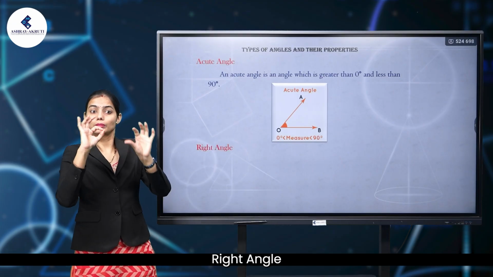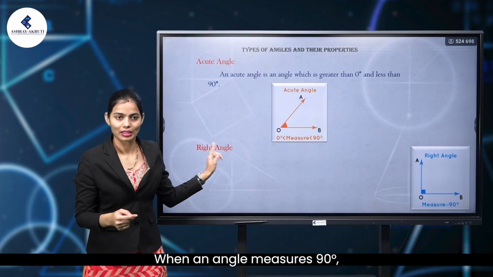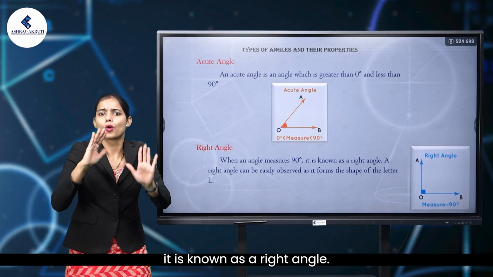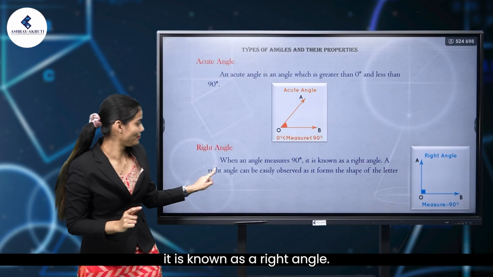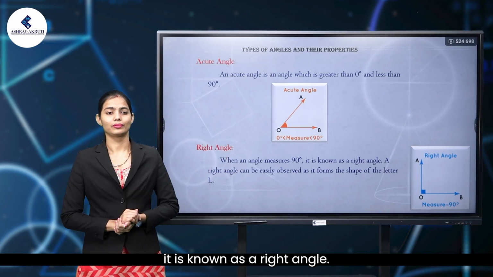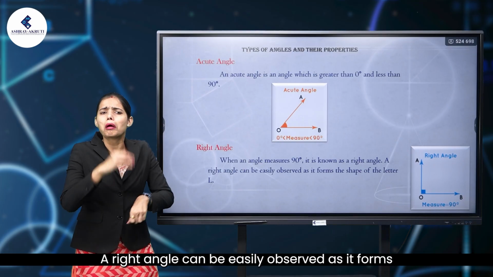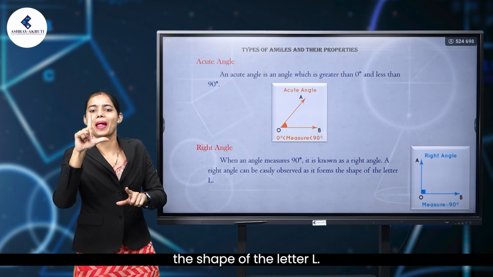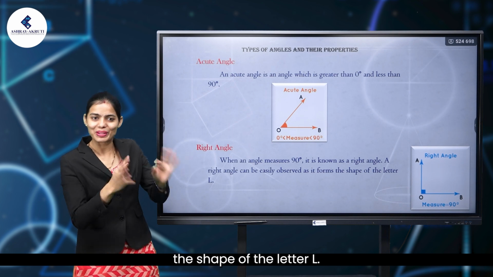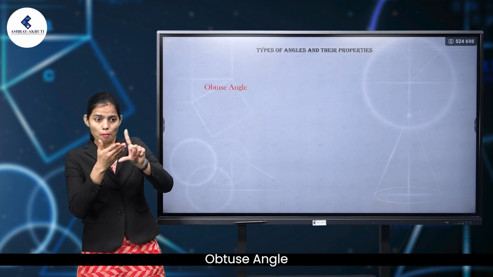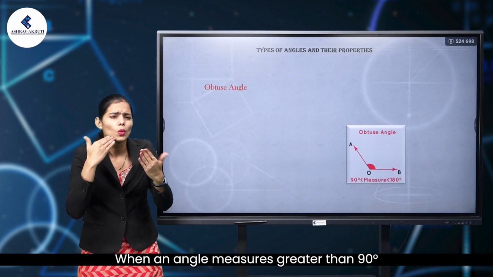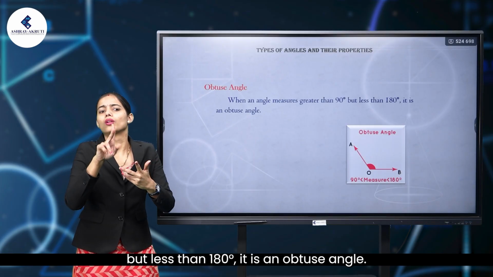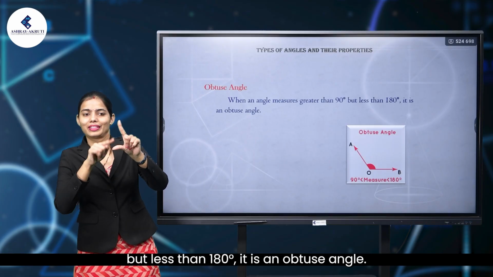Right angle. When an angle measures 90 degree, it is known as a right angle. A right angle can be easily observed as it forms the shape of the letter L. Obtuse angle. When an angle measures greater than 90 degree but less than 180 degree, it is an obtuse angle.